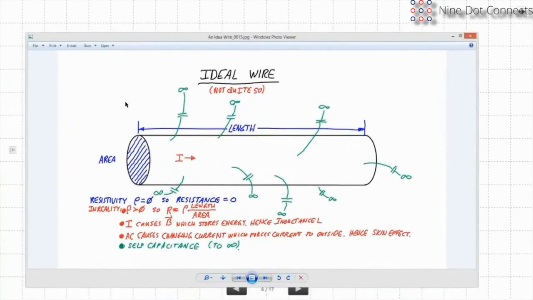I think you can see this. Here is an ideal wire. It's got a length and it's got a cross-sectional area. It has several things that are not quite right about it. First of all, it doesn't have a zero resistance. It has resistivity, unless it's superconducting.